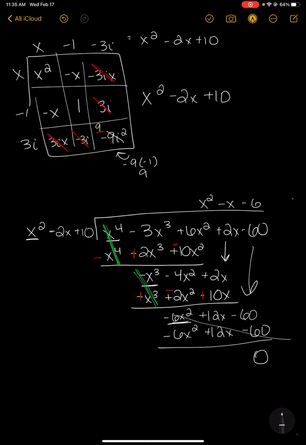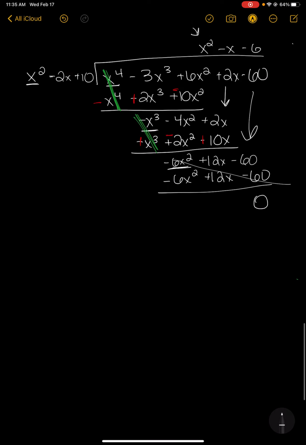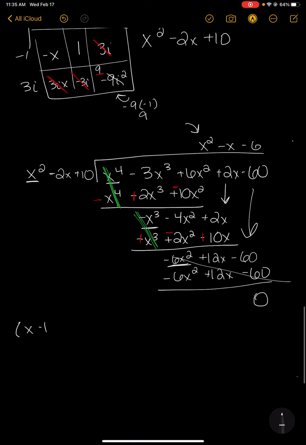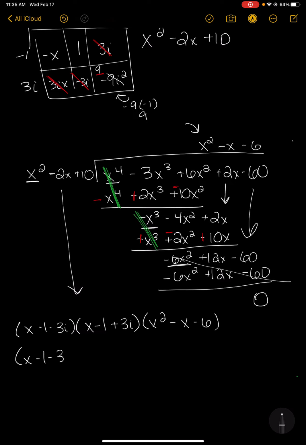Once we have it down to a quadratic, we want to see if it factors further. So already we have factors of x minus 1 minus 3i and x minus 1 plus 3i. That gives me that x squared minus 2x plus 10, x squared minus x minus 6. If it factors further, I need to simplify it all the way. And so I know that the numbers that multiply to give me negative 6 but add to give me negative 1 are a negative 3 and a positive 2.